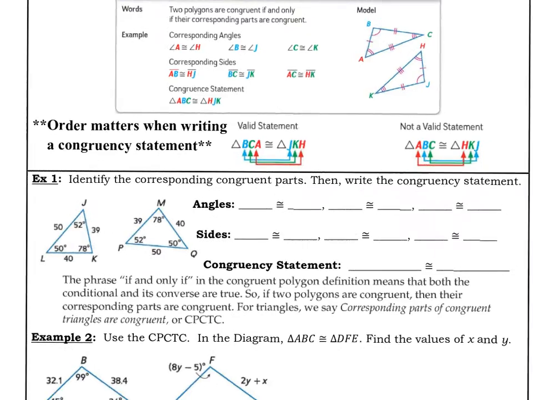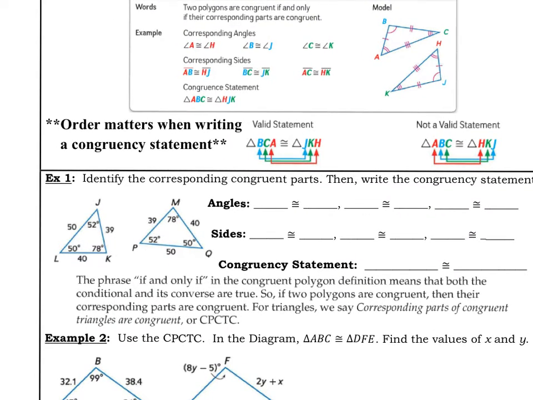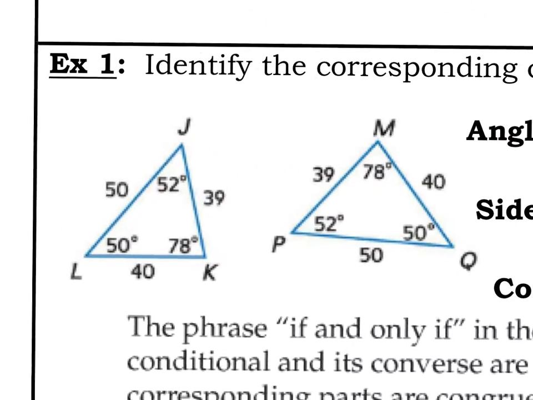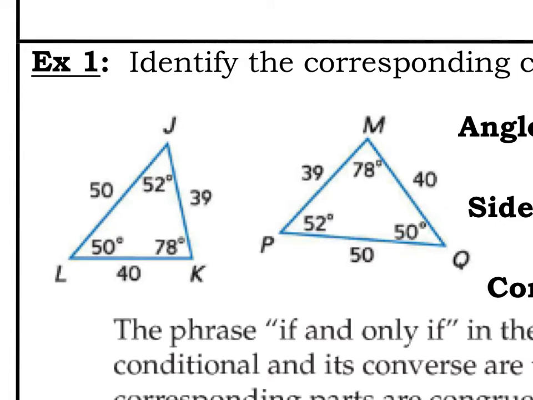That being said, let's do our first example here. I'm going to identify all the congruent angles, and then I'm going to identify all the congruent sides, and then I'll write my congruency statement. My congruent angles should be pretty obvious. They're all marked. You would say angle L is congruent to angle Q. Then you would say angle J is congruent to angle P. Then you would say angle K is congruent to angle M. And that's just pointing out all your congruent angles.